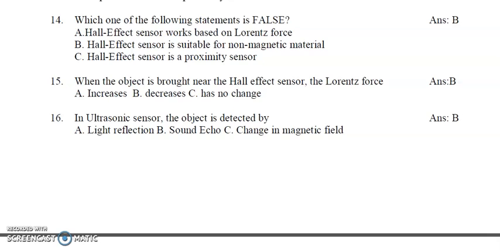So question number 16. In ultrasonic sensor, the object is detected by A. Light reflection, B. Sound echo, C. Change in magnetic field. You know sonic means sound. Ultrasonic is the sound which cannot be heard by human ears, a high frequency sound. So in the ultrasonic sensor, the object is detected by sound echo. Answer B is the right answer.